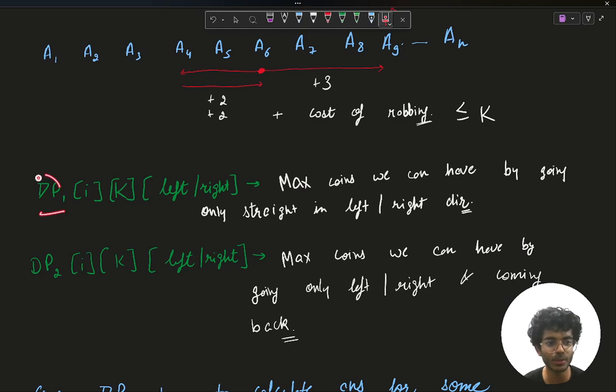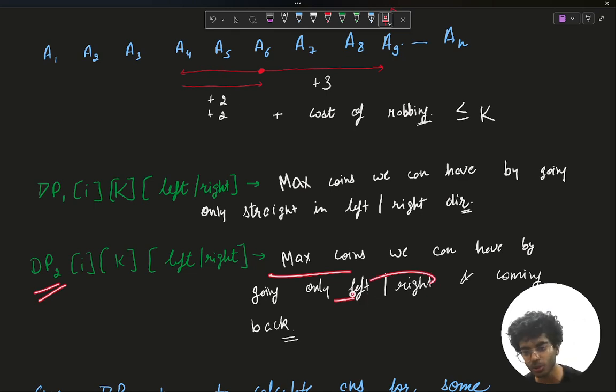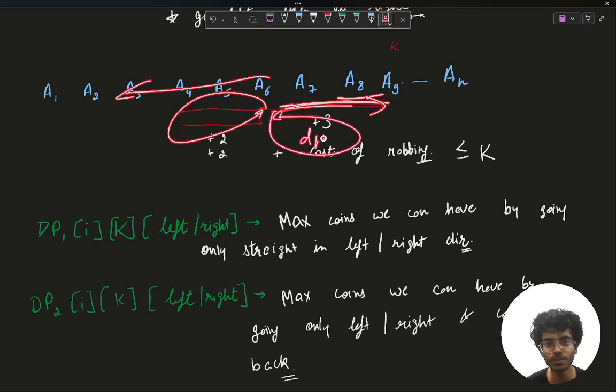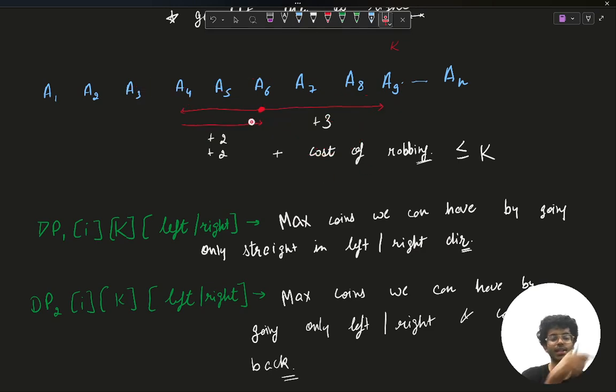So first of all, what will DP1 store? It will store the maximum points that we can have by going only straight in either the left or the right direction. And DP2 will store the maximum points we can have by going only left or only right and then coming back to the particular index. So DP2 will store a path like this, and DP1 will store a path only to the left or only to the right, and DP2 will store a particular path like this. So what is the maximum number of points I can have by a round trip?